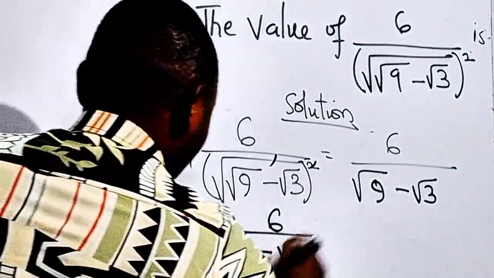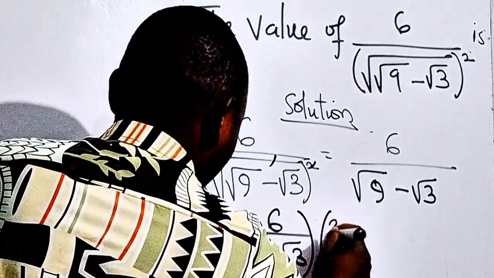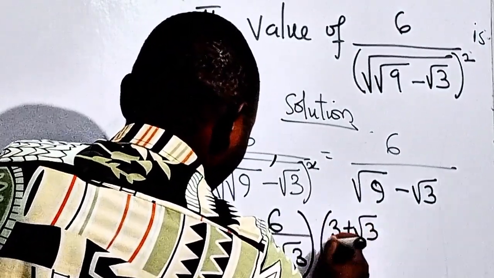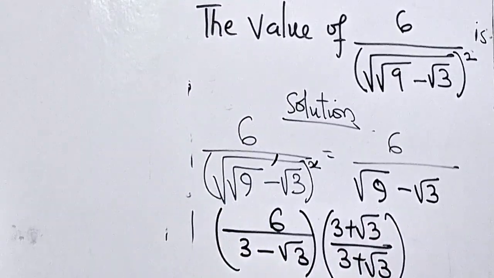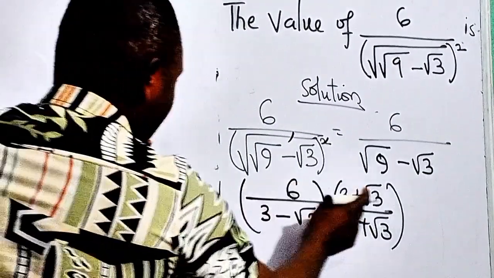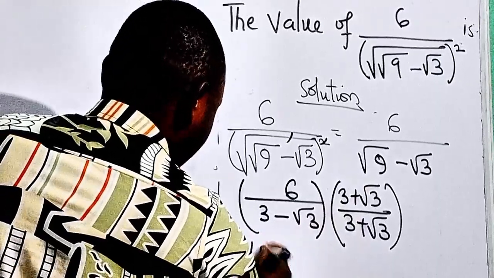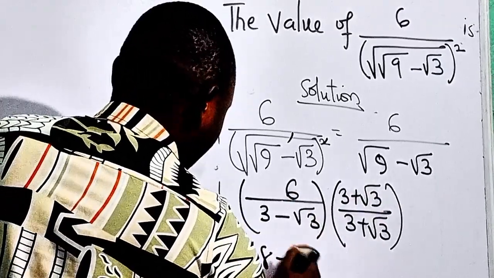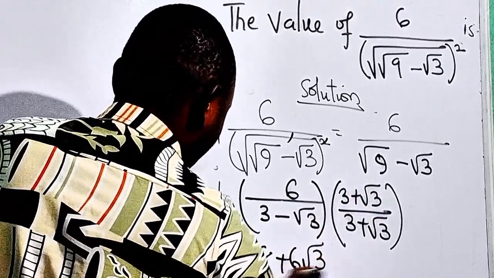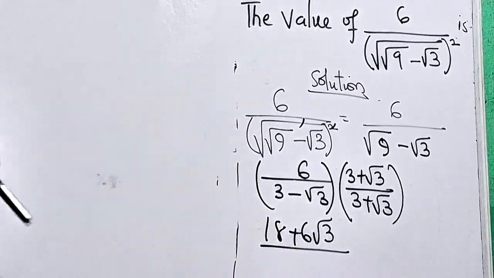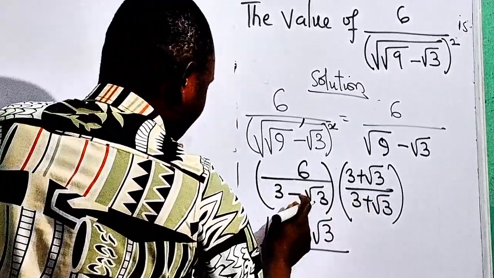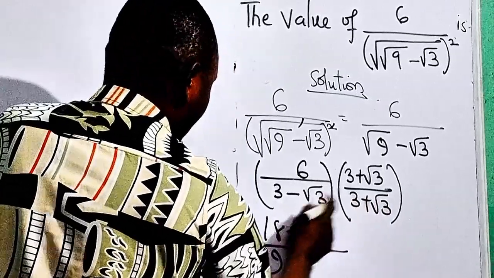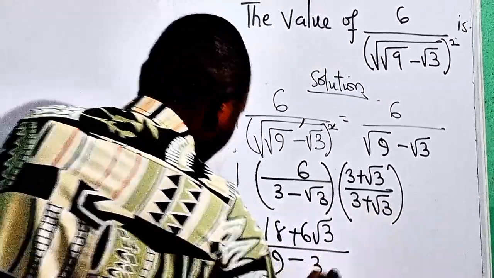All right, so we are going to be doing this. Here becomes 3 plus root 3 over 3 plus root 3. Is that clear? Now let's try to multiply. 6 times 3 is 18. All right, then 6 times root 3 is plus 6 root 3 over, now let's do the same thing here. 3 times 3 is 9. All right, minus times plus is minus. Root 3 times root 3 is 3.